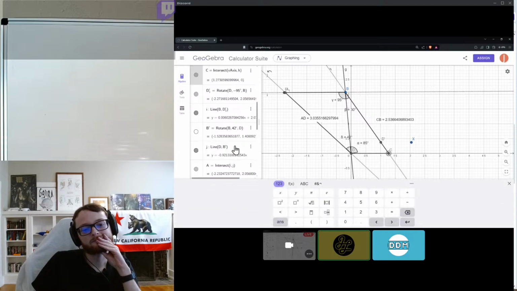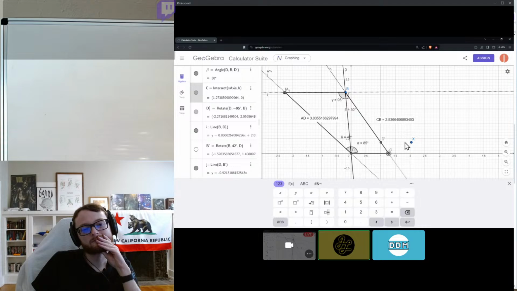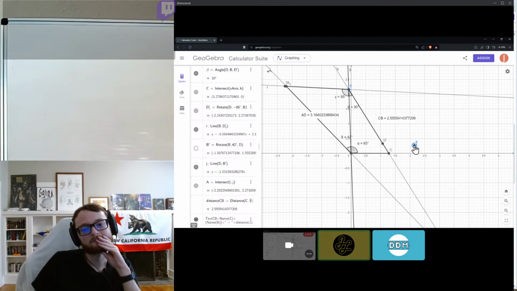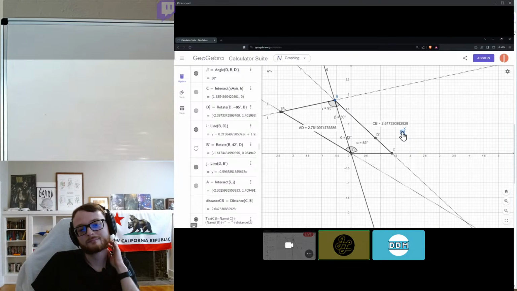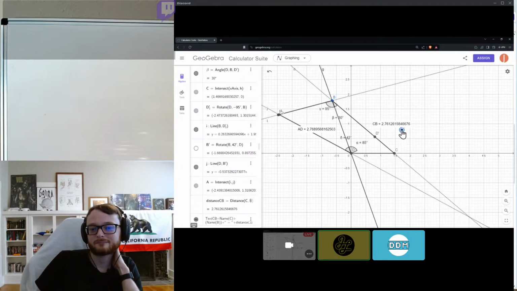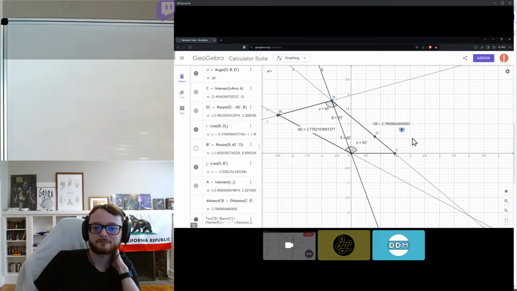Oh, C, this right here is not correct. C is not supposed to be the intersection of the X-axis and H. So let me redraw this. It's not correct yet, but now that I can see, if I move X off the X-axis, then I can get some points where the lengths of the two values are pretty close. So CB and AD are roughly the same size. They're off by a factor of 0.01. I can probably get closer.